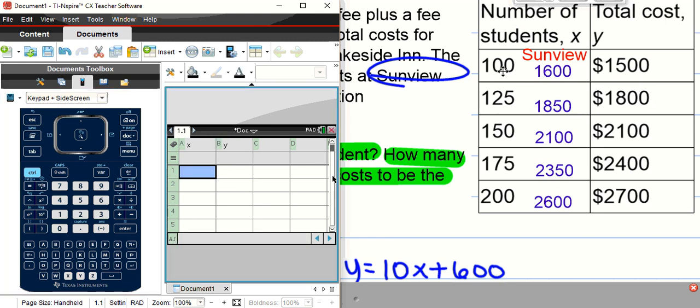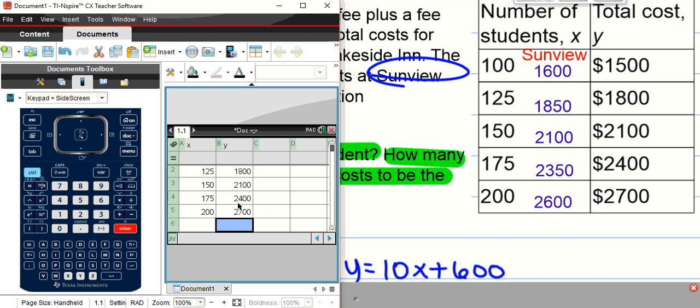Now let's put in our information. On the x we have 100, 125, 150, 175, and 200. Then on the y, we have 1500, 1800, 2100, 2400, and 2700. Some of you may stop right there and leave your calculator just like that. It's not going to work. You're going to have to go ahead and press enter, and then make sure that you have that blue box below the last set of information that you have right there.